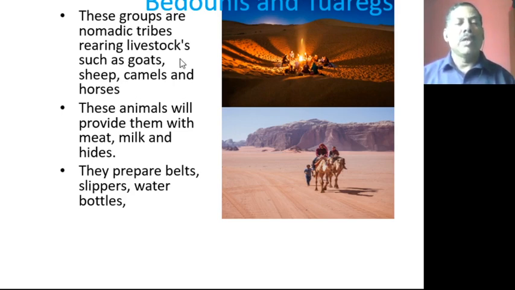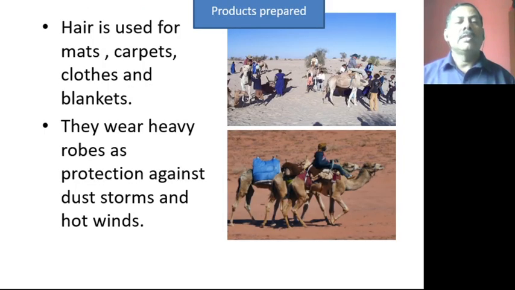and they are moving with the animals and their belongings, and these animals will provide them with meat. So they will be getting meat from the animals, they will be getting milk, and they will be getting hides. And from those things, they will be preparing belts, slippers, and water bottles. So everything they are dependent upon animal products, and how it is there, you can see now. So how they are preparing the different types of products. The hair is used for mat preparation.